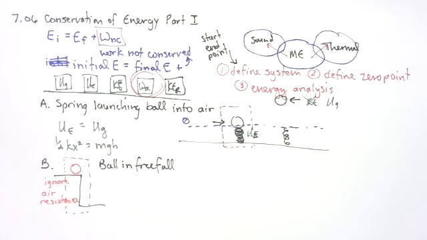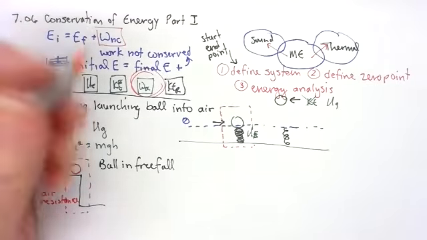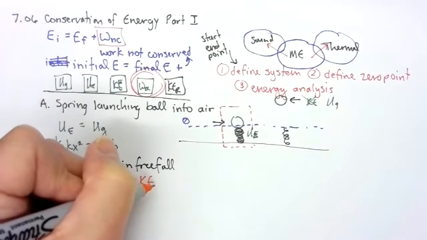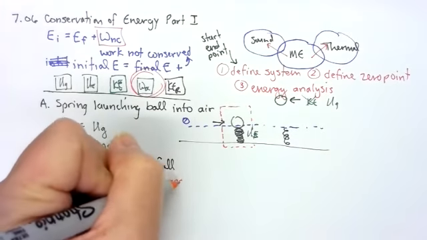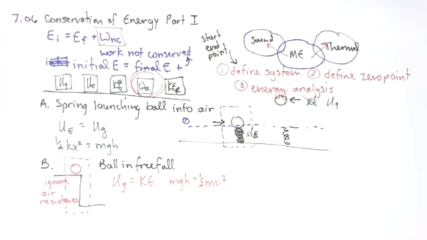So starting off, do I have any spring potential energy? Nope. Do I have any kinetic energy? Nope. Do I have any work not conserved? Nope. But I do have gravitational potential energy. So starting off, I'm going to have UG, and we're going to analyze it right before it hits the ground. So my start point is when it launches from the cliff. My end point is just before it hits the ground. So I'm going to have kinetic energy when it hits the ground. So my conservation of energy equation here is going to be mgh equals 1/2 mv squared.